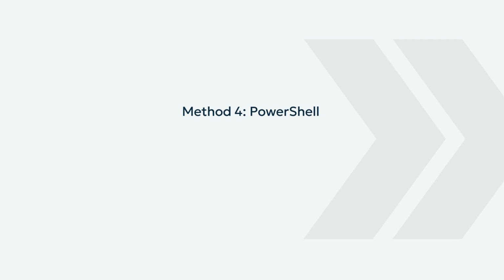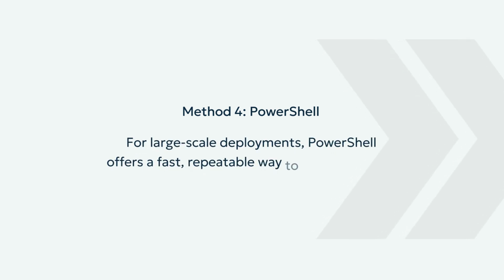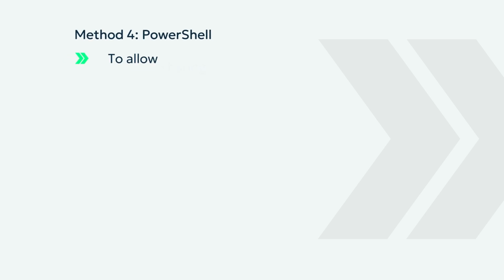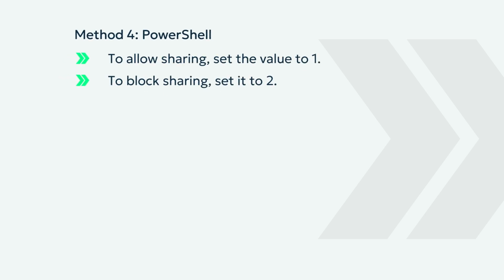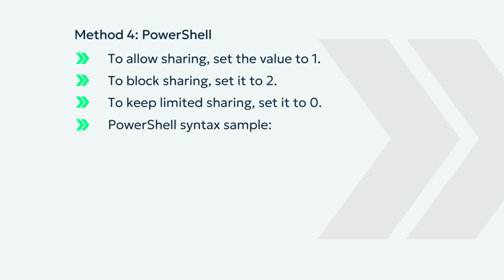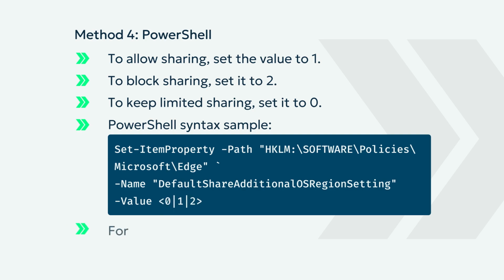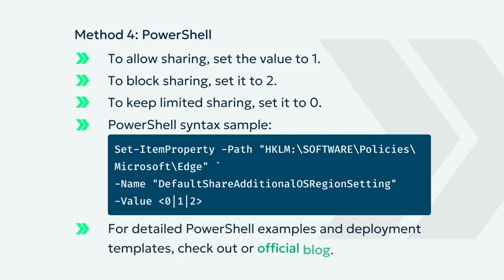Method 4. PowerShell. For admins managing large-scale deployments, PowerShell makes this fast and repeatable. It uses the same registry key we just covered, but lets you apply it remotely or through scripts. For example, to allow sharing, set the value to 1. To block sharing, set it to 2. To keep limited sharing, set it to 0. The general PowerShell syntax looks like this. For the full PowerShell command examples and deployment templates, check out the blog post linked below.